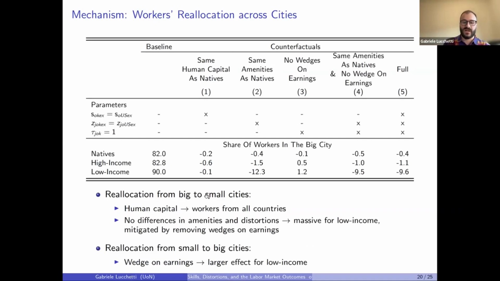In the case of human capital, workers from all countries are going to reallocate from the big to the small cities, whereas in the case of column 4, so no differences in amenities and distortions, there will be a massive reallocation of immigrants from low-income countries to the small cities, but this will be mitigated by removing wedges on earnings. And the only case in which I have reallocation of immigrants from the small to the big cities is in the case of removing wedges on earnings.